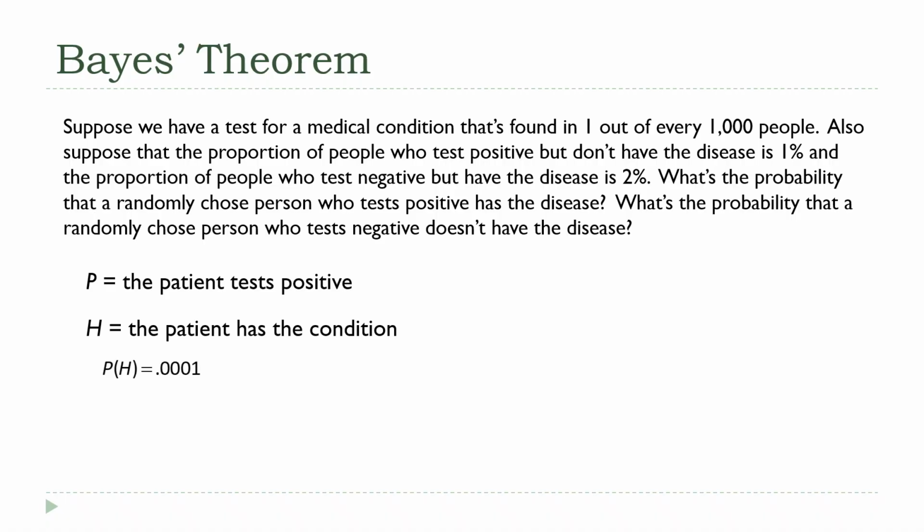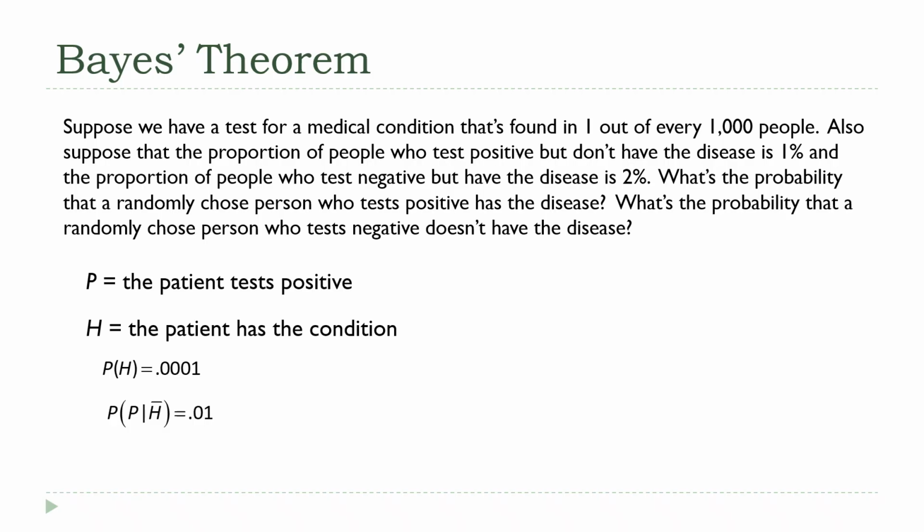Okay, so what information can we pull from the question? The probability of H, the probability that a patient has the condition, is just 1 over 10,000, which is 0.0001. And that 1% is the likelihood of testing positive for a person who doesn't have the disease. We're assuming that the patient doesn't have the disease, so that's the part that goes after the bar in the conditional probability. We're looking for the probability that they tested positive, so that goes in front of the bar. So the probability of P given H bar is 0.01.